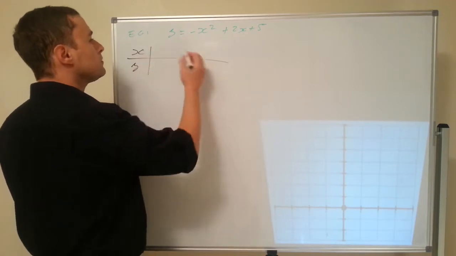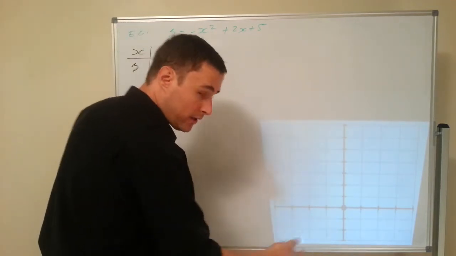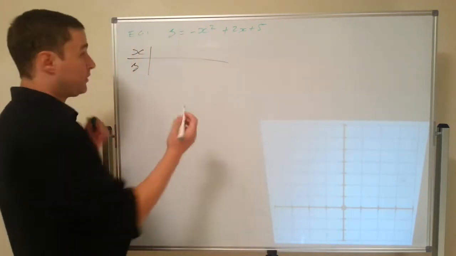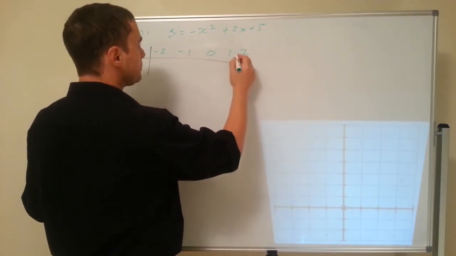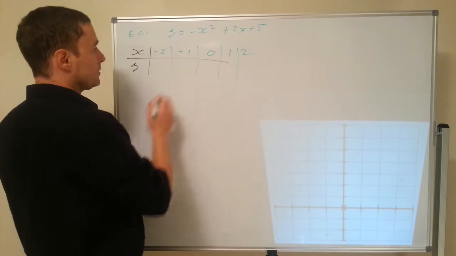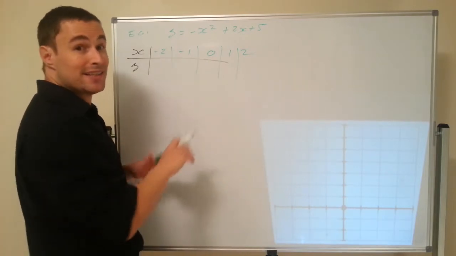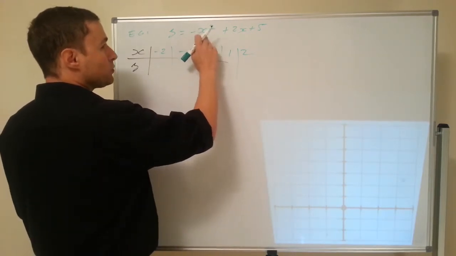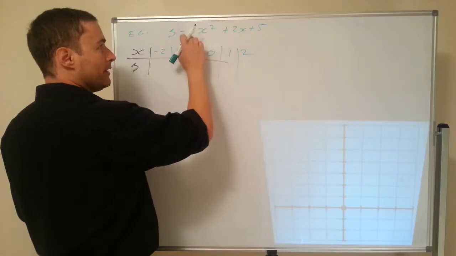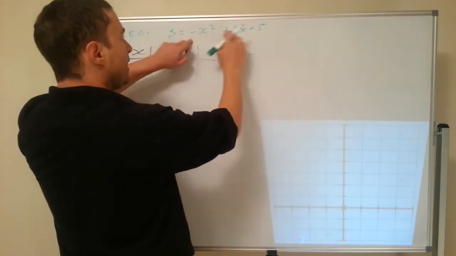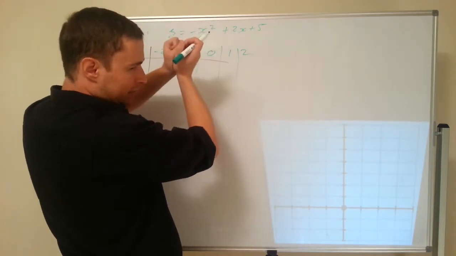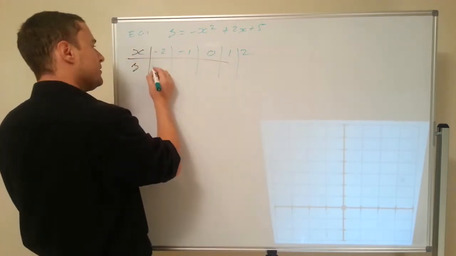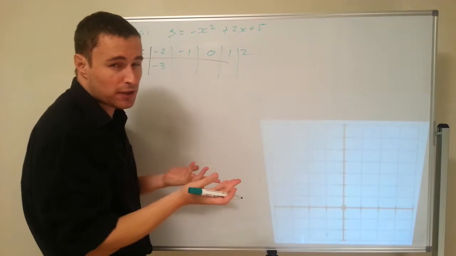So just choose random coordinates, okay? The ones I've chosen are the same as the previous ones. I've got negative 2, negative 1, 0, 1, 2. Alright? So those are the coordinates I'm going to do. Right? So when it's negative 2, squared is 4, negative 4. Negative 2 times negative 2 is negative 4. Negative 4 and negative 4 is negative 8. Plus 5 is negative 3. Okay? Or put it into a calculator.